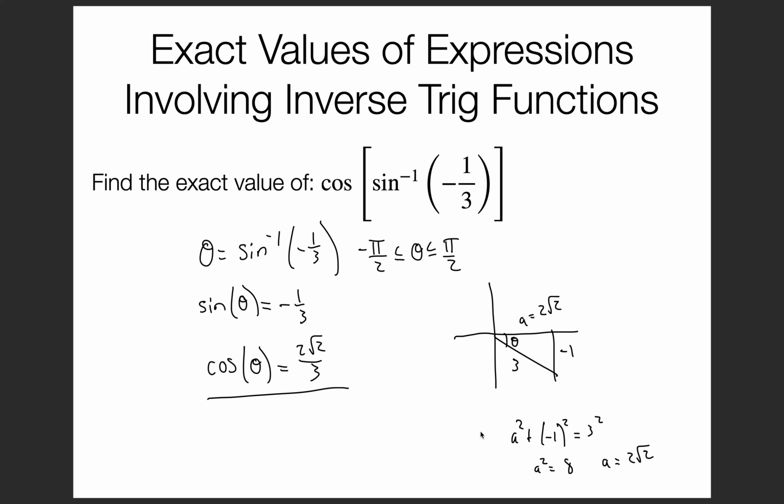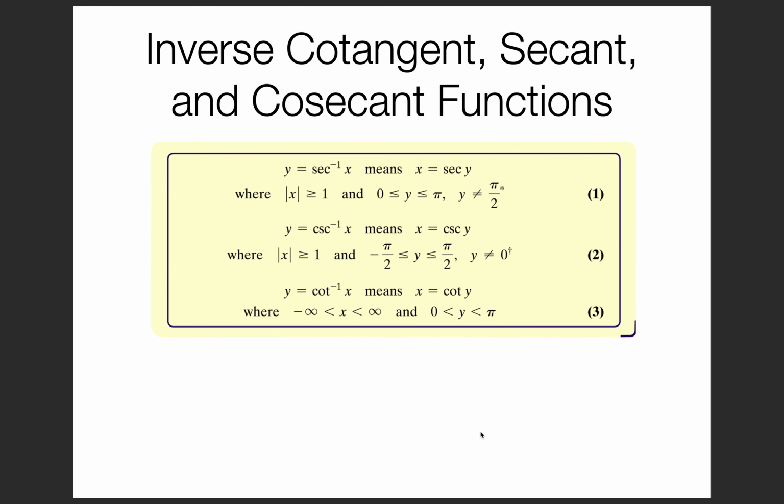But the same exact thing, cosine of theta is equal to the adjacent over the hypotenuse of the triangle there, and so I get 2 square root of 2 over 3. So hopefully that made sense. These are 2 examples of other stuff that we didn't really see in section 8.1, but is still important. Okay, so let's move on to the inverse cotangent, secant, and cosecant functions.